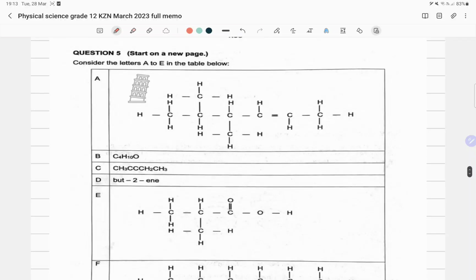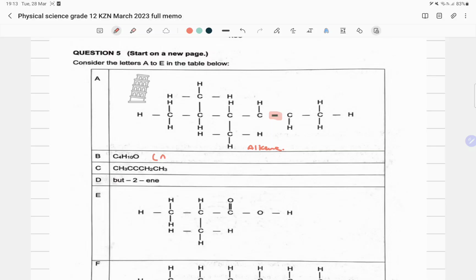Okay, let's try and quickly rush through this organic chemistry business. Now question 5 says consider the letters A to E, and if we're looking at this one, there's a giveaway here. Once you say double bond, it's an alkene. Okay, an alkene that is branched, not a problem. It's an alkene, it's branched, not a big deal.